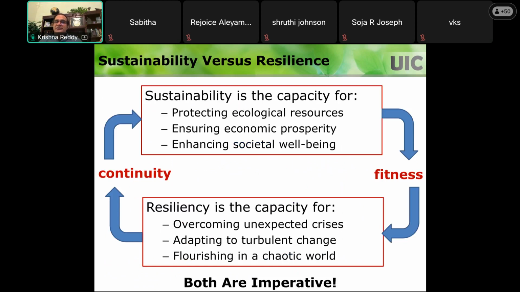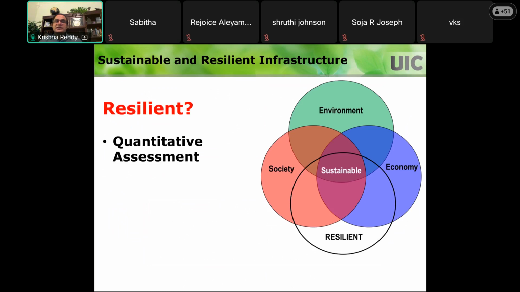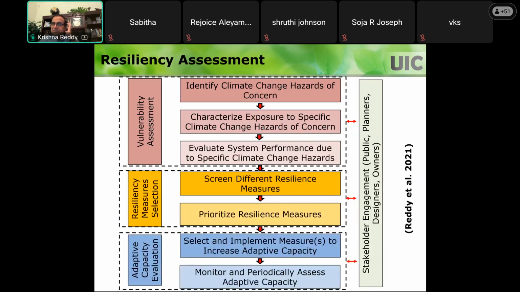So sustainability is long-term, triple bottom line, whereas resiliency is coping with adverse conditions. So now we are adding a new thing to the triple bottom line. Not only environmental sustainability, economic sustainability, and social sustainability, you need to look at resiliency. Now, again, like how we quantify the triple bottom line aspects, how do I quantify the resiliency? You can do a quantitative assessment, considering the exposure, vulnerability, and risk, or you can do a semi-quantitative approach using the indicators and rating.